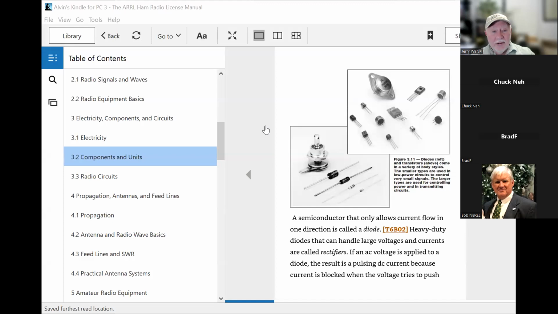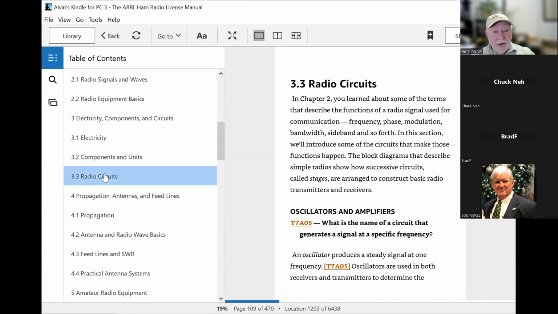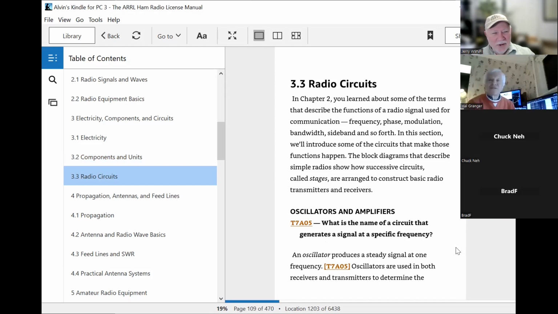All right. Okay. Okay, what is a circuit that generates a signal at a specific frequency? We showed you that crystal. What's it called? The answer is right here. Oscillator. Yes, good.